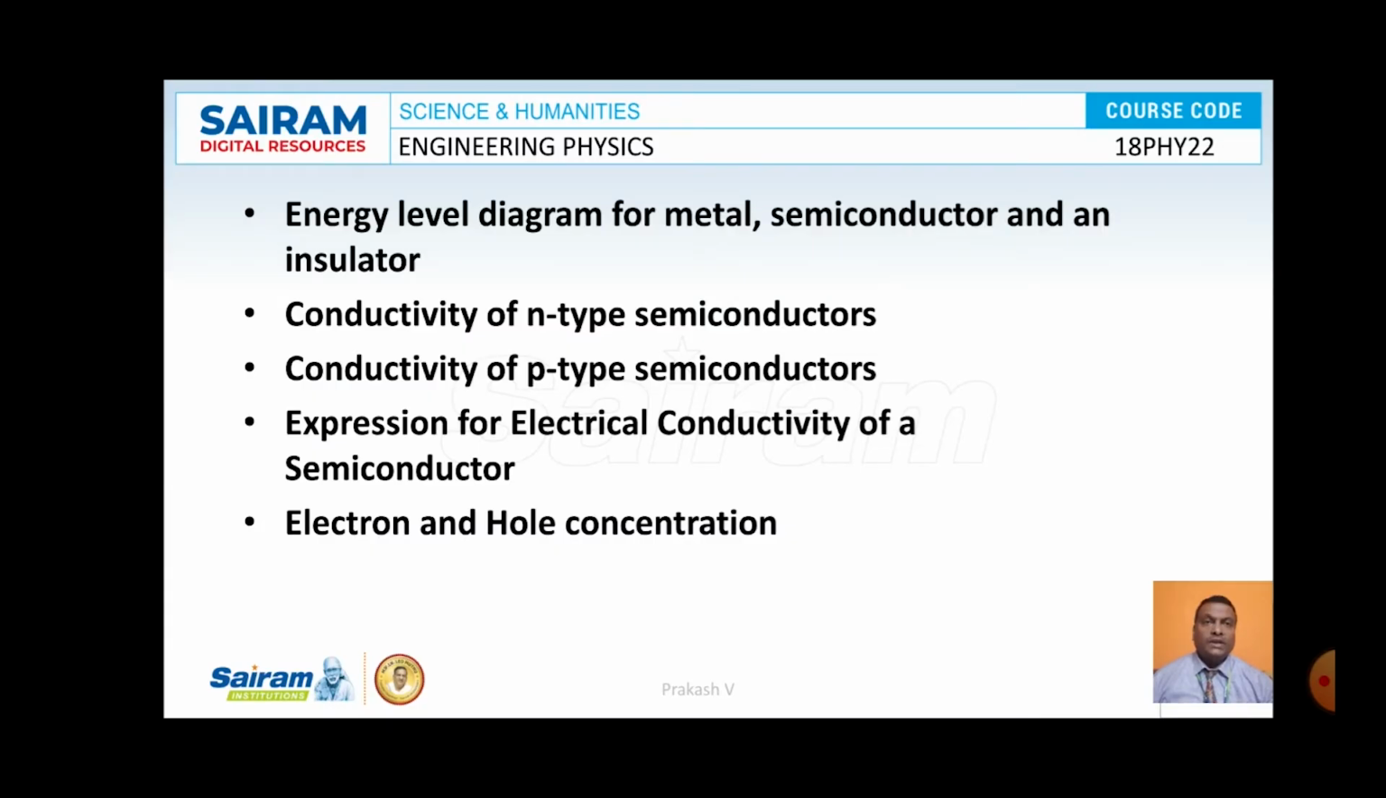So, the energy level diagram for metal, semiconductor, and insulators, conductivity of N-type semiconductors, conductivity of P-type semiconductors, and expression for electrical conductivity of a semiconductor, and expression for electron and hole concentration. So these are all the topics going to be discussed here. First, let us look into energy level diagram for metal, semiconductor, and insulator.